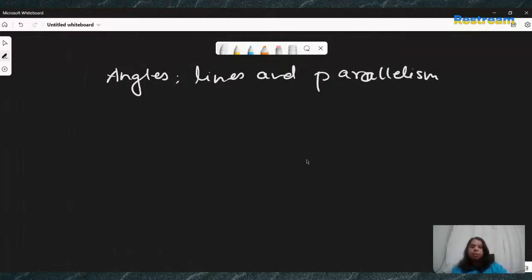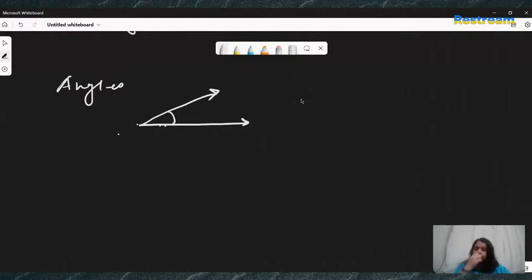So basically what happens is we will start with angles first. Angles are made up of two rays coming out from a single point in two different directions. Let's see my cursor. So this is an angle. So here we are going to try different types of angles. So let's start with the types of angles that we are going to do.